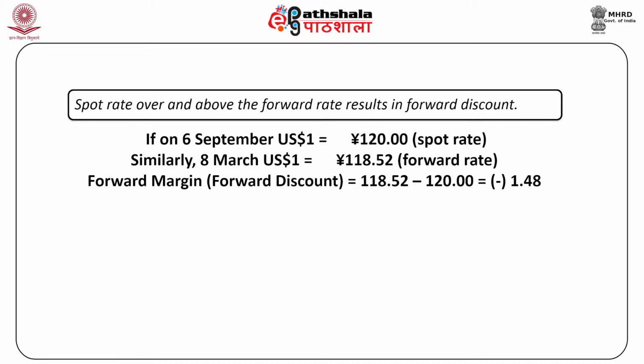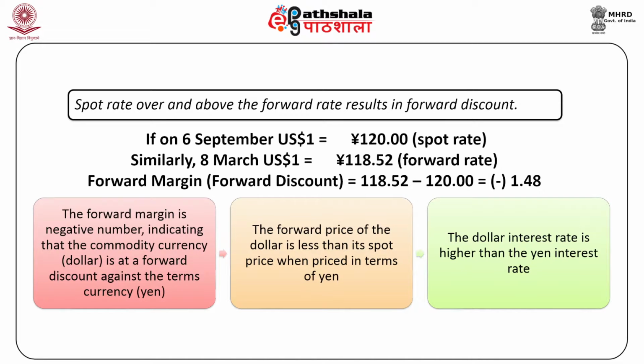Forward margin, that is forward discount, is equal to 118.52 minus 120, which is equal to minus 1.48. The forward margin is a negative number, indicating that the commodity currency, that is dollar, is at a forward discount against the terms currency, that is the yen.